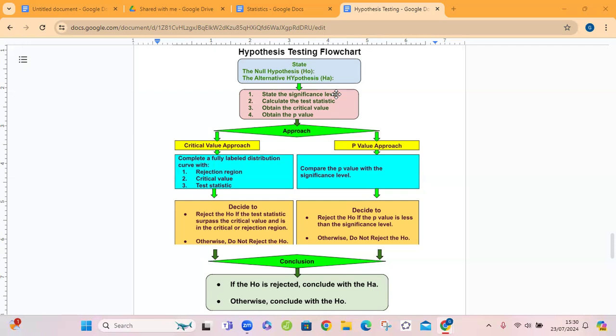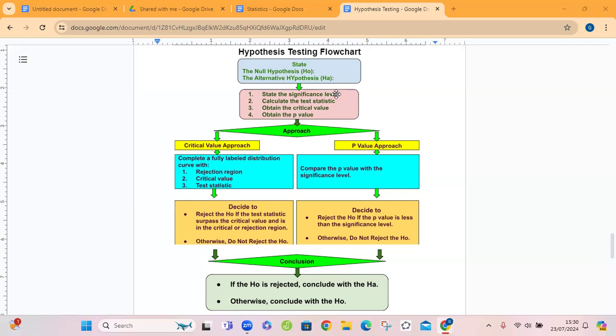And then you've got to obtain a p-value. Again, you can obtain that through statistical tables, or the statistical software can do that for you. Then you've got to decide what approach you are going to take, either a critical value approach or a p-value approach. If you take a critical value approach, then you've got to complete what you call a fully labeled distribution curve with the rejection region, the critical value, and the test statistic.